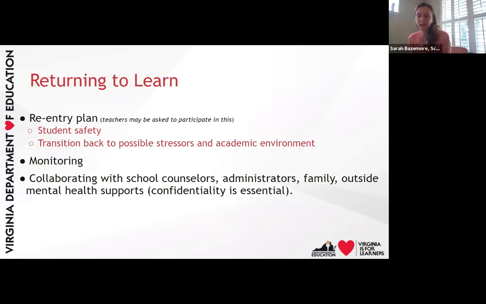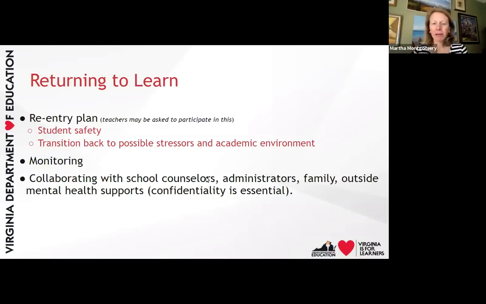And like Martha said, recognizing that the student's safety is our number one priority. And then academics certainly is important, but we need to make sure that is in that second place, and it's a distant second. So thank you, Martha, for touching on that, because I know that's a huge piece of that return to learn.